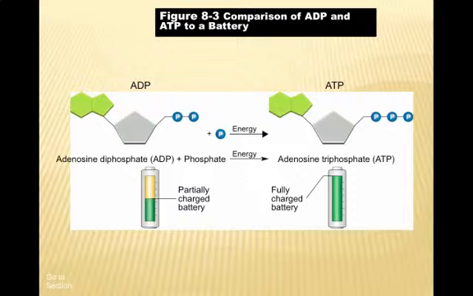The form that we currently have it in is ADP, which means it's lacking a phosphate, and it's a partially charged battery. So there's some energy, but not as much as we need. So we're going to be making the fully charged version of it in the light reactions.